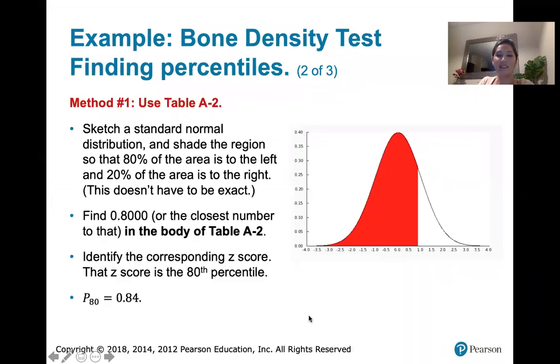And that z-score is the corresponding percentile. So a z-score of 0.84 separates the bottom 80% from the top 20% when you're talking about those bone density test scores. People who have a bone density of 0.84 have a bone density that is higher than 80% of the population and lower than 20% of the population.